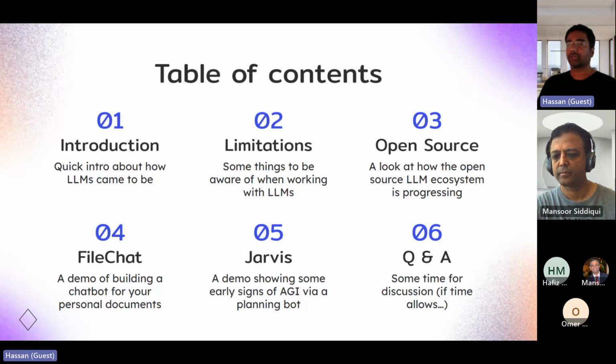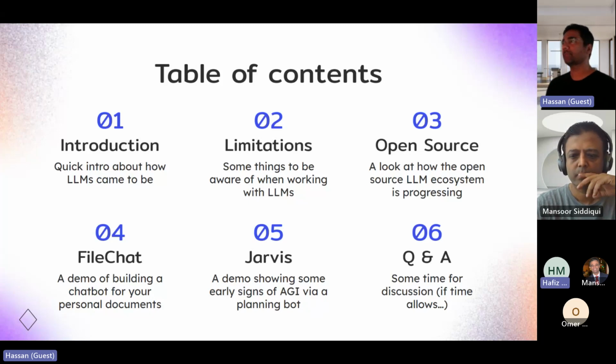Yes, so as far as the talk today is concerned, we're going to go over a brief intro of large language models, then look at some of the limitations of them, because as powerful as they are, we still have to be wary of some things when using them. Then a quick look at the open source ecosystem that has developed around this technology. And then I've got a couple of demos.